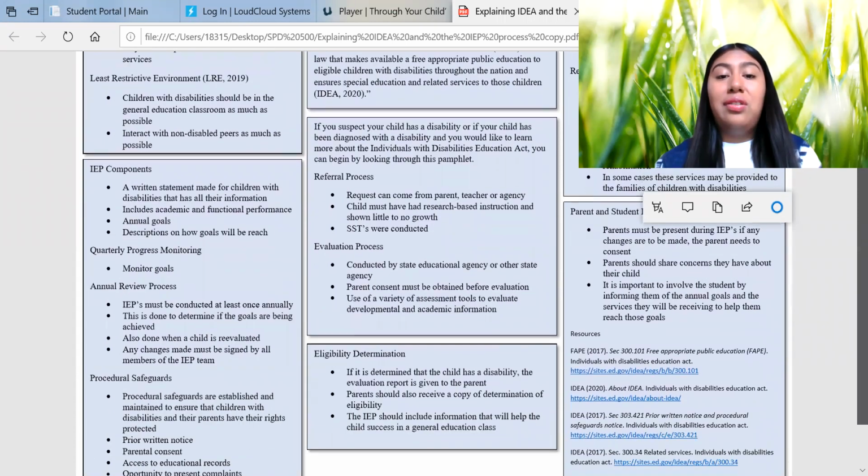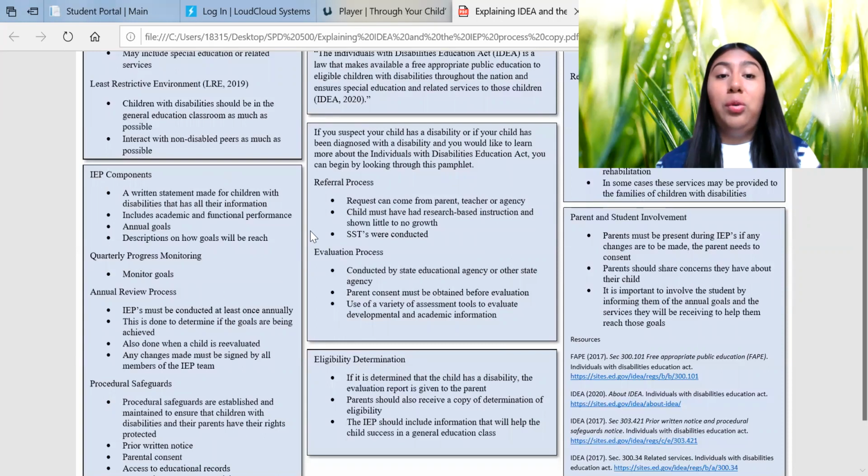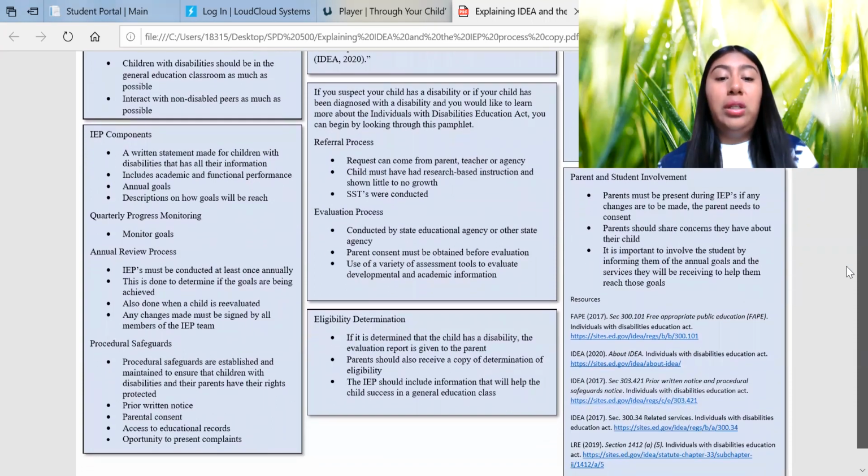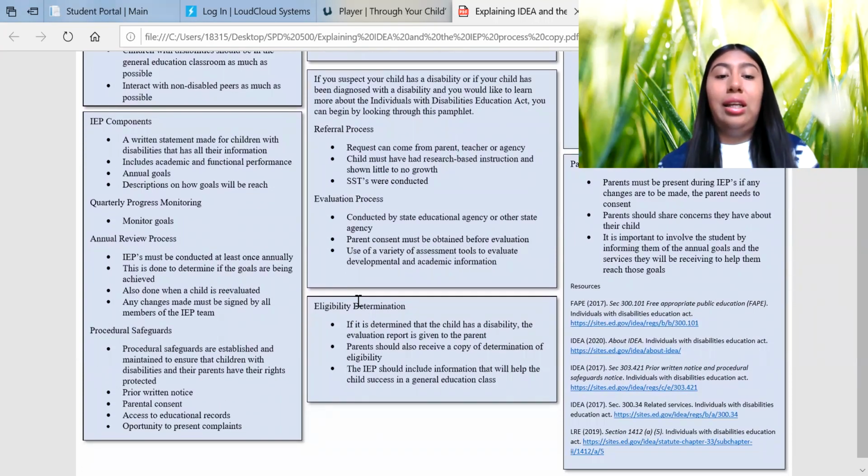So in this first column, the middle column, you can find more information about how the referral begins, what happens once the referral is approved, and that would be the evaluation process. It tells you a little bit more about who would evaluate and all the rights for the parent and the student. Then if we keep going down, we see what happens when it is determined that a child has a disability and what the services are that would be provided for them.